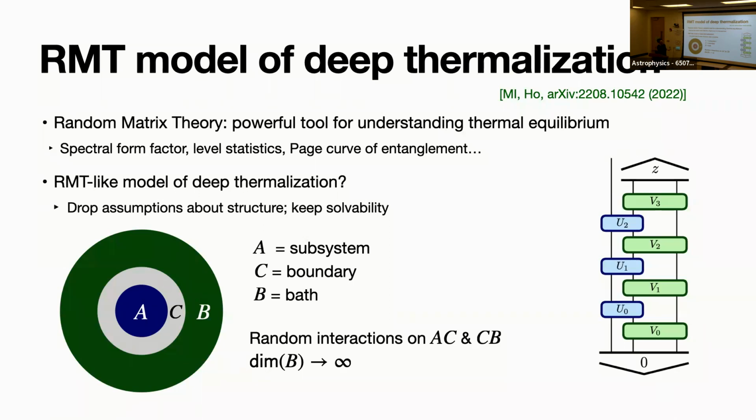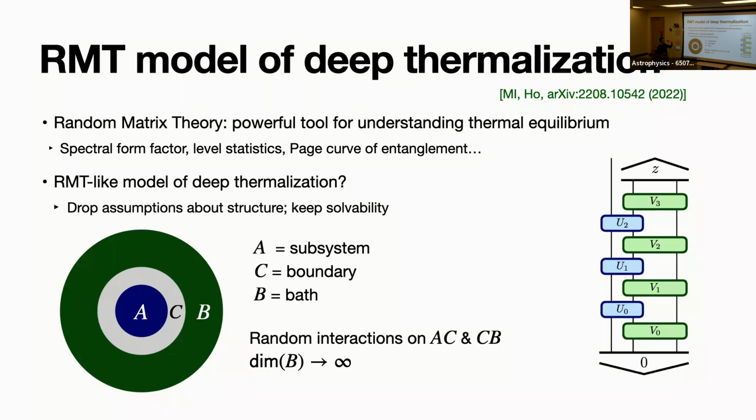As a circuit model it looks like this: we have gates that are again completely unstructured, sampled from the Haar distribution on unitaries, that couple A to C and then C to B. And we're going to take the dimension of this bath to infinity, in a way as to replicate the thermodynamic limit that we need to have for thermalization.